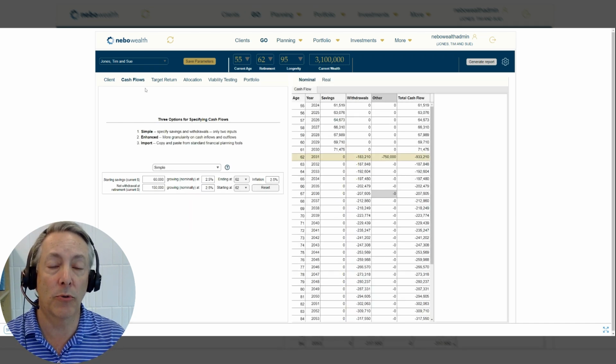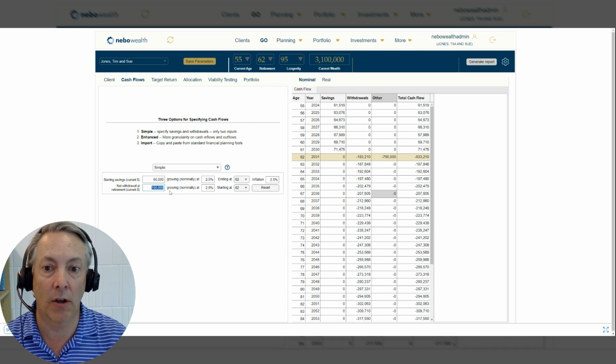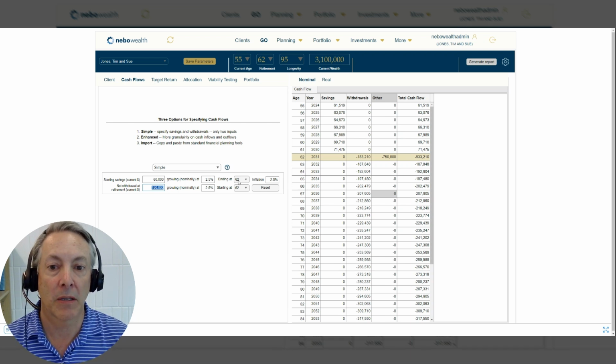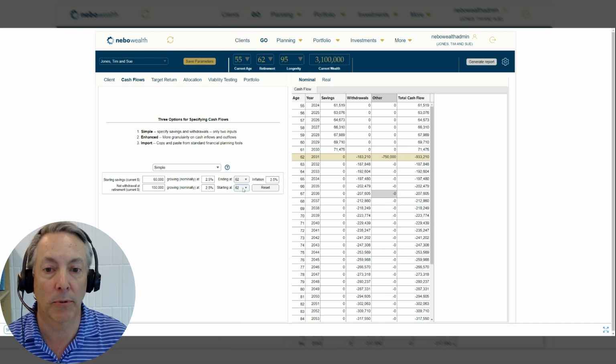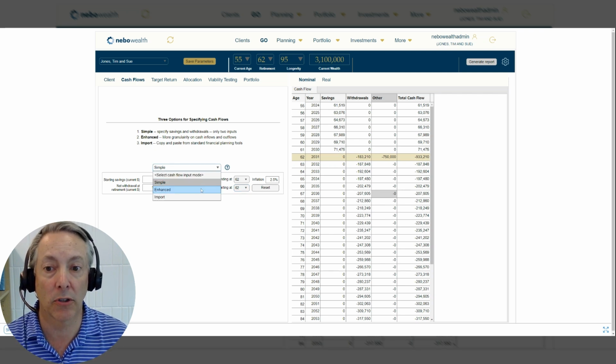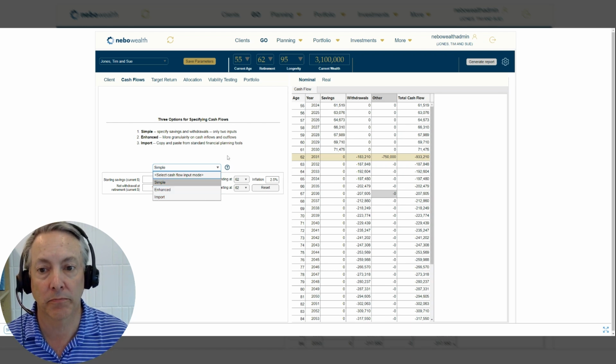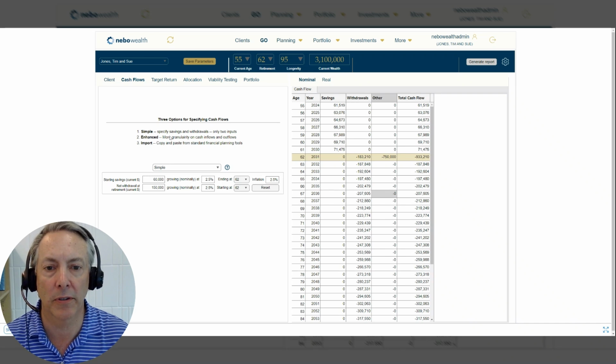So here we're using Nebo Wealth's fast track or simple cash flow models. We make an assumption with respect to savings. We make assumptions with respect to the withdrawal, growing at a rate of inflation, beginning and ending at retirement. These numbers are all editable. We also have a more enhanced cash flow model, which allows you to be more granular with respect to the cash flows. And then we also can import cash flows from financial planning tools. But here, just sticking with the simple assumptions.